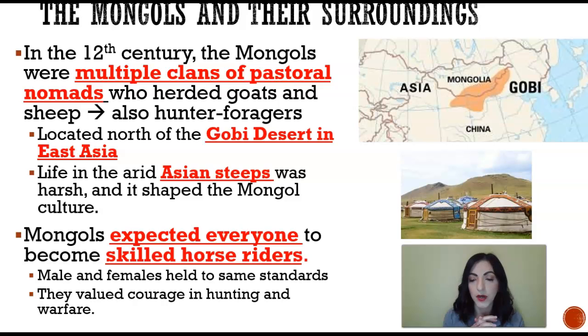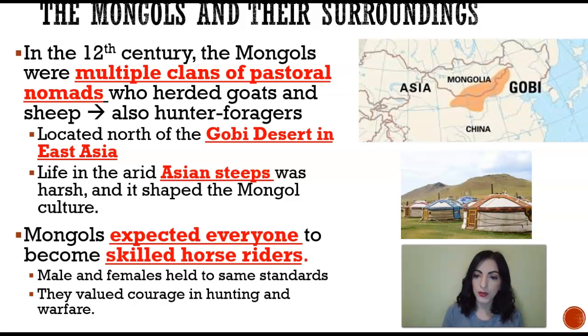Most of the area where the Mongols are from is known as the Asian Steppes. It's very, very harsh. It's mountainous. It's arid. So it's very, very dry. Stuff doesn't grow. And so they do have to constantly move to be able to find resources to support their families, to support their clans.